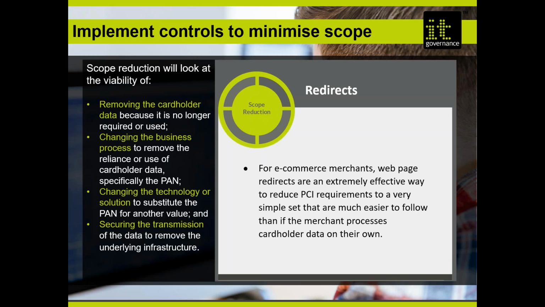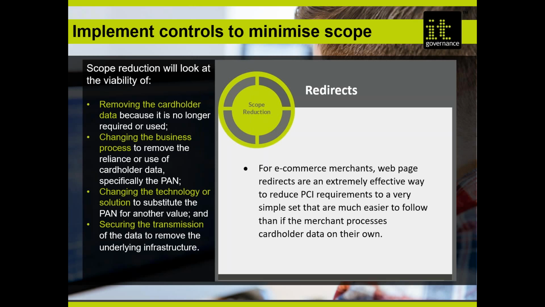One of the easiest ways for merchants to reduce the scope of their e-commerce solutions is to use the concept of redirects. This is where the web page redirects to a different service provider, and it provides a very simple, much easier approach than if the merchant processes cardholder data on their own. What redirects do is they cause a new window, for example, an iframe, or a completely new window to be generated on the customer's browser.